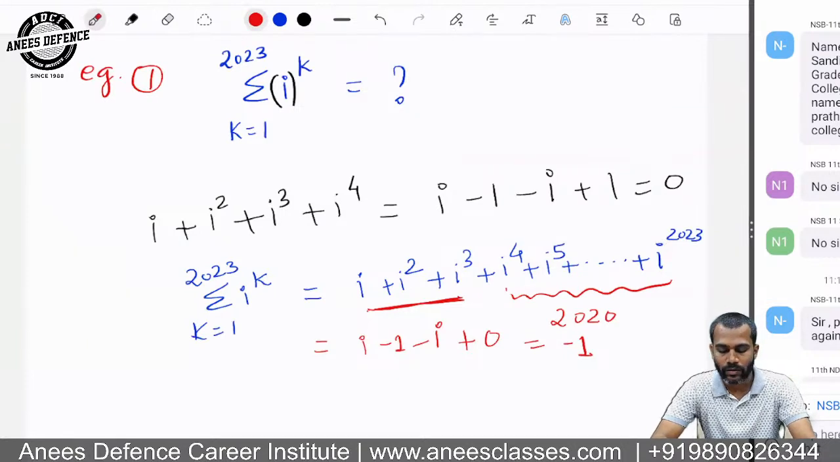So now we are left with iota square and iota cube. We write iota square is minus 1 and iota cube, you already know, is minus iota. Iota and minus iota will get cancelled. We are left with minus 1. The answer is minus 1. Is there any doubt?